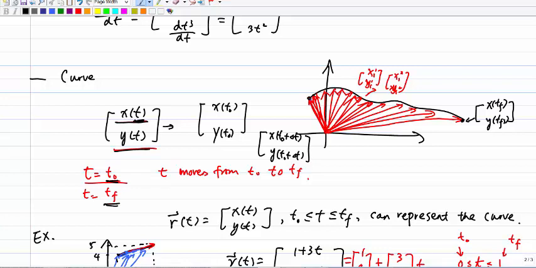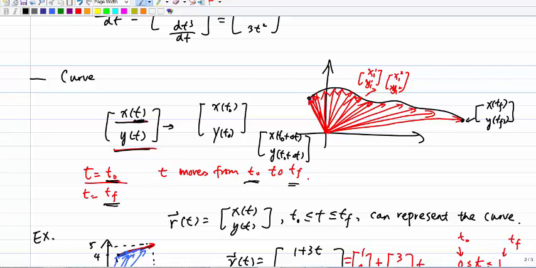Which means I have a vector. Again, if I let the variable t in the vector move from a starting value to an ending value, and all the ending points of the vectors for t moving from t0 to tf cover all points on the curve, then this vector is called a representation of the curve.